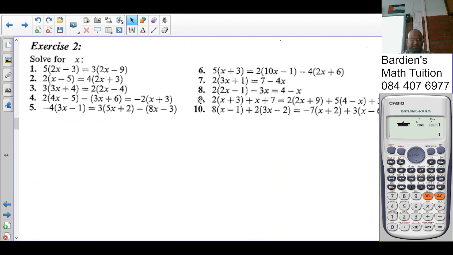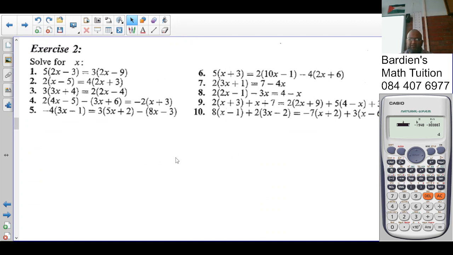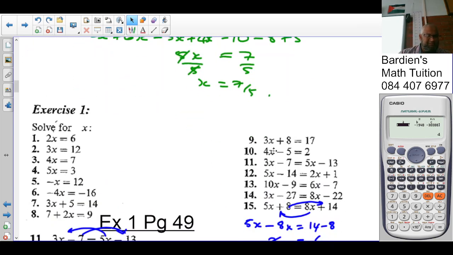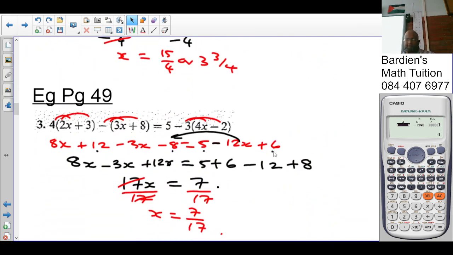Did we mark this here? But is there any problems here? So we did quite a few examples on this. We marked it already. Okay, nice.